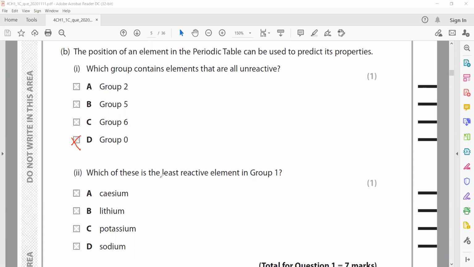Which of these is the least reactive element in group 1? So for least reactive, when we go down the group, the reactivity increases for group 1. So which one is at the top of the group? Lithium is at the top, because they're asking for least reactive. That's why it is lithium. As we go down group 1, the reactivity increases.